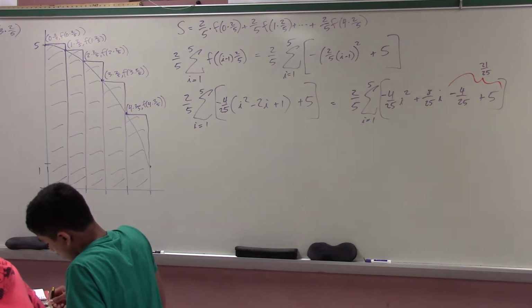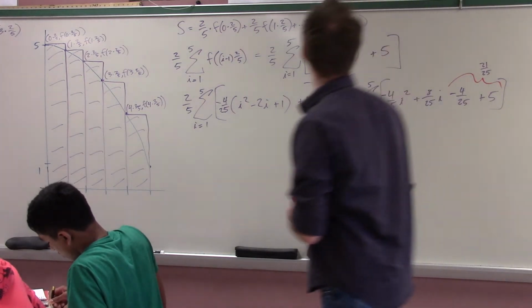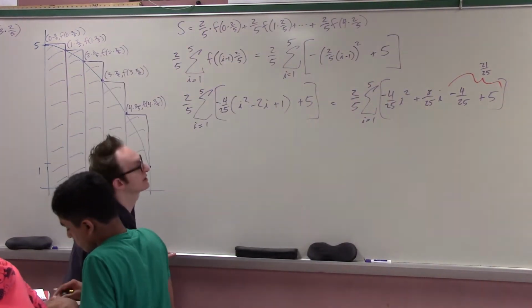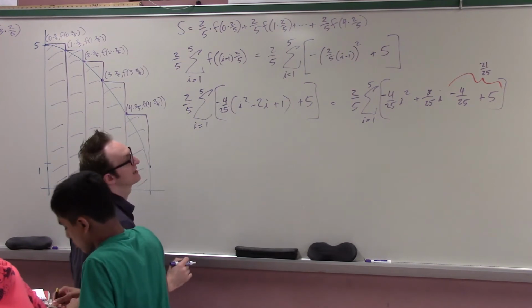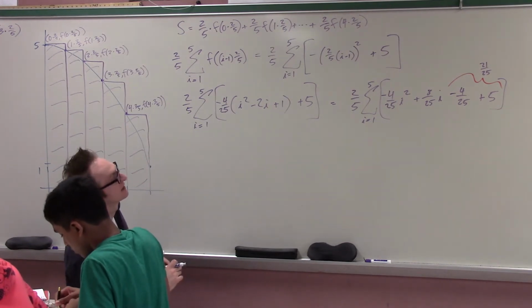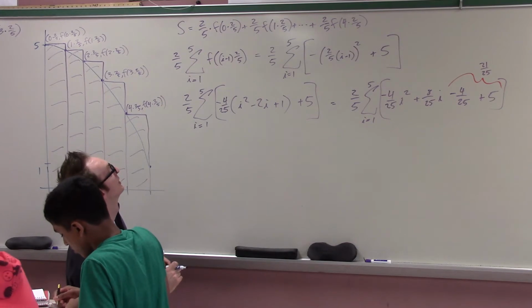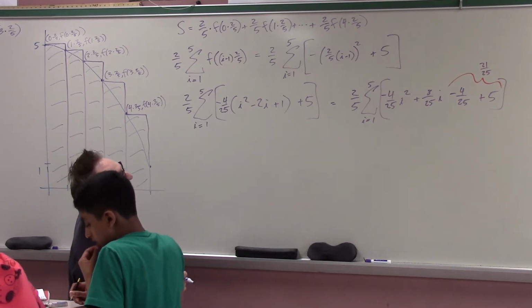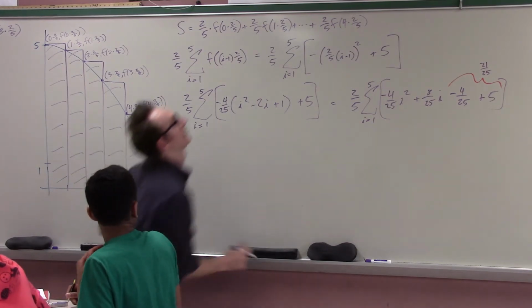And now, finally, I can expand this all out. Did I mess up yet? Yeah, it should be 121 over 25. 125 minus 4 is 121. Oh, yeah, crap, 121.